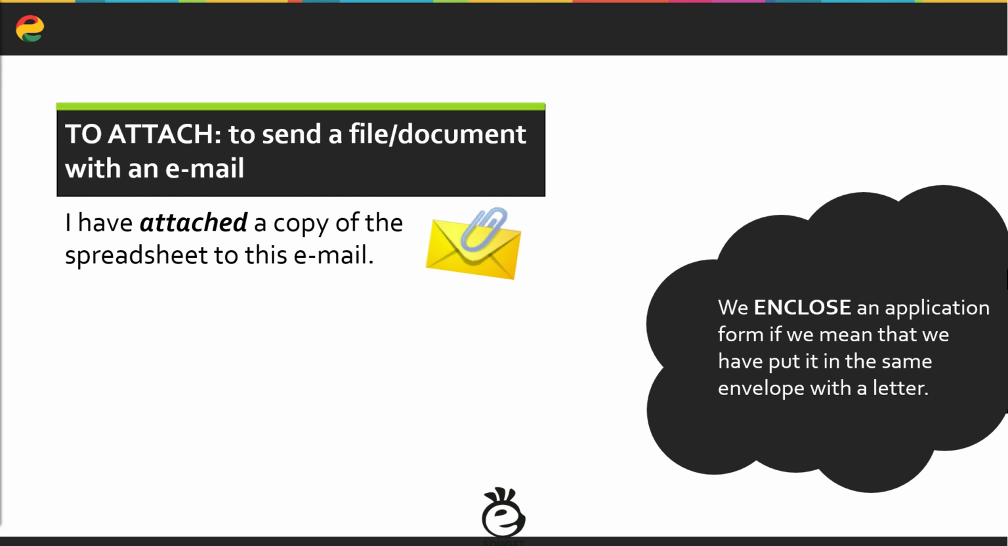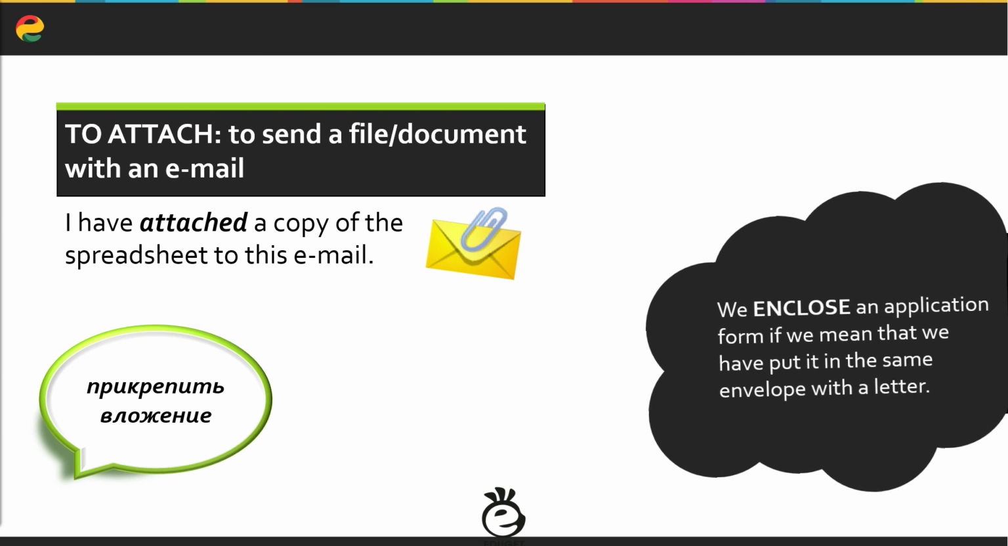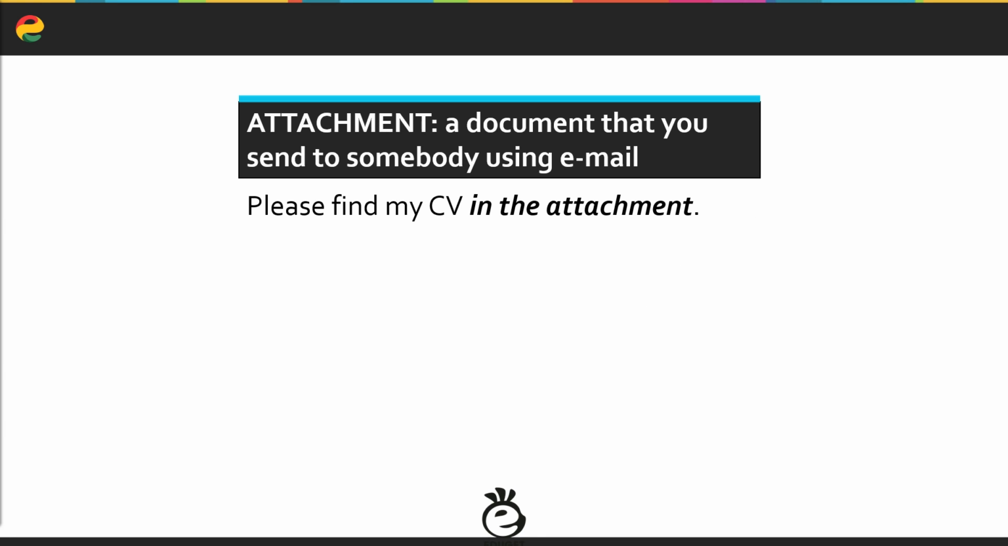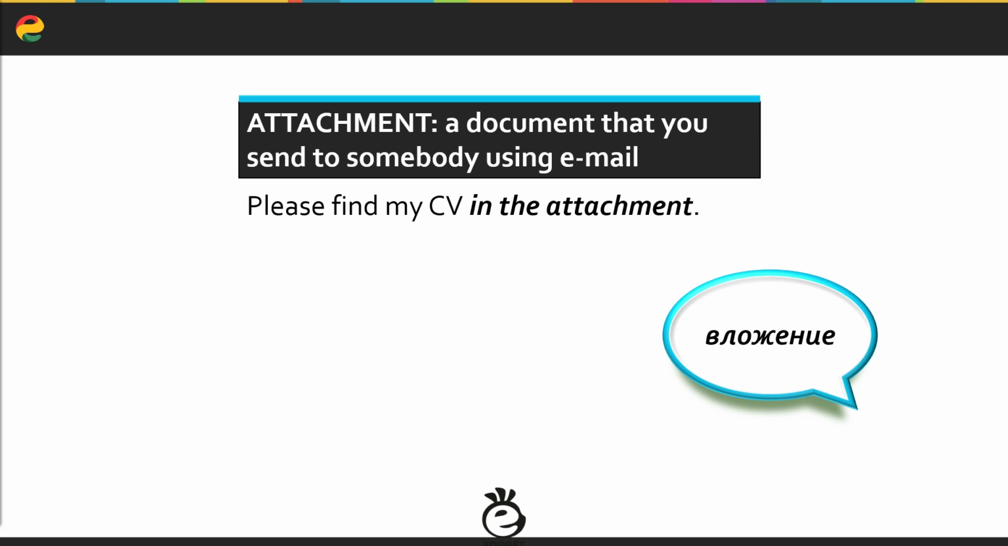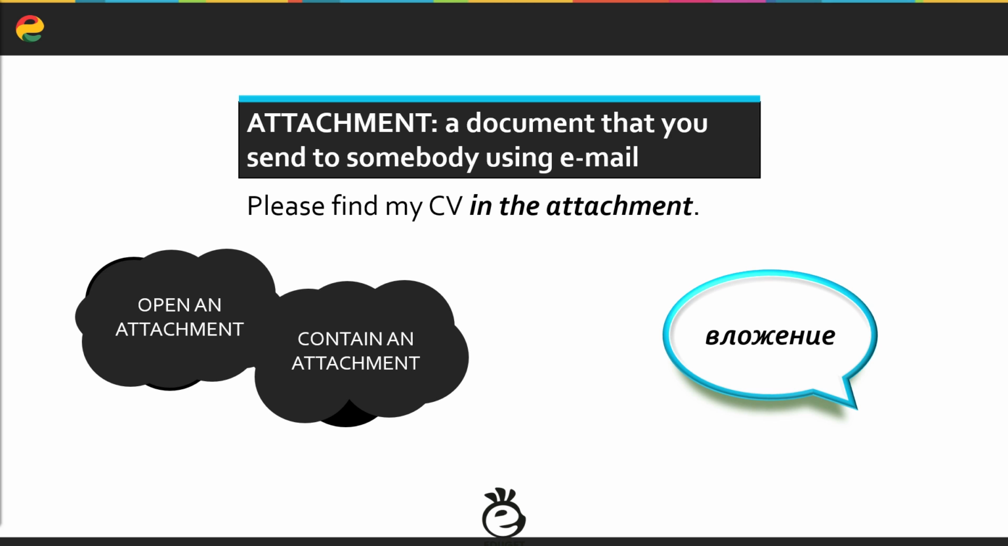If you have additional files or documents that you would like to send together with your email, you can attach them to your email. If you are sending your letter by post, we use the verb to enclose rather than to attach. A file or document attached to your email that is sent together with it is called an attachment. There are several things you can do with an attachment. You can send a document in the attachment. You can open an attachment that you have received from somebody, or an email may contain an attachment.